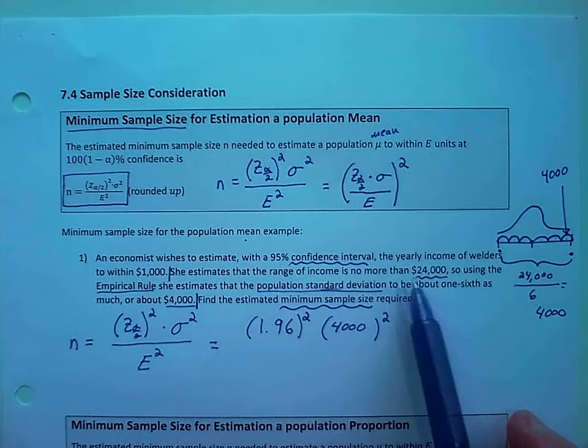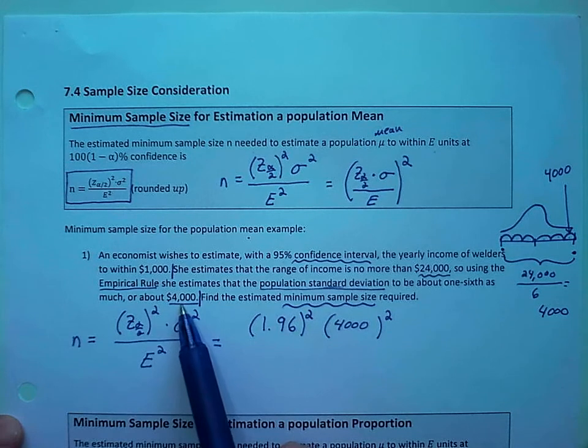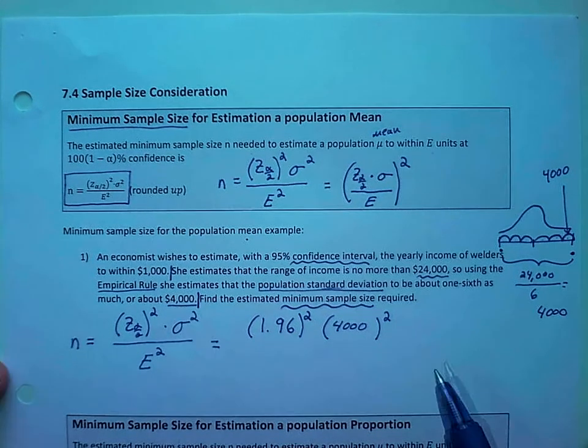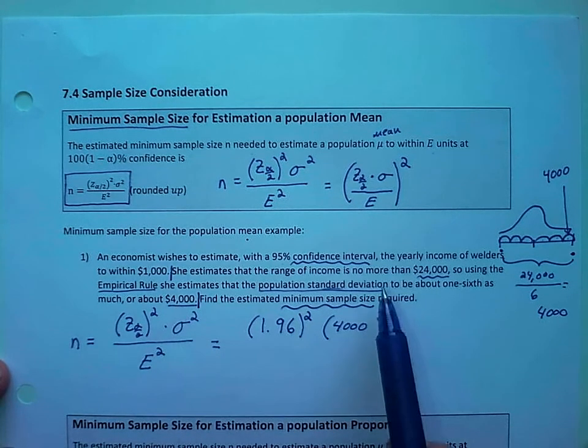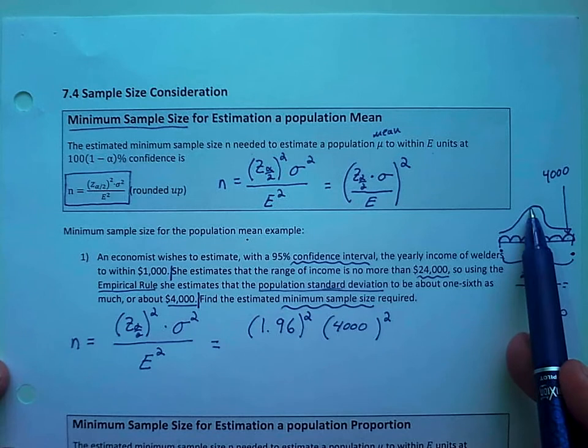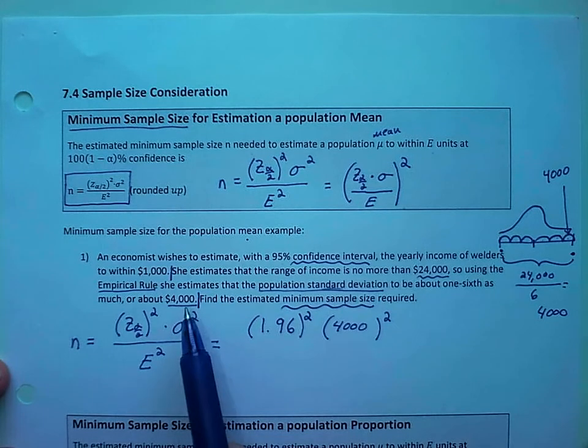So that's what they're doing right here in this sentence. Basically, all that we need to know for our formula is how big is sigma, and it breaks it down to us right here that it's $4,000. But keep in mind, if they didn't tell you that it was $4,000, if they just told you that the salaries are normally distributed, and that the range is $24,000, you can estimate that the population standard deviation sigma is about $4,000.